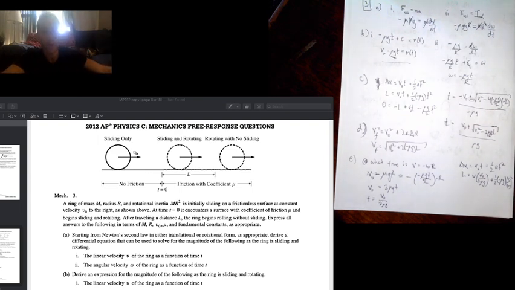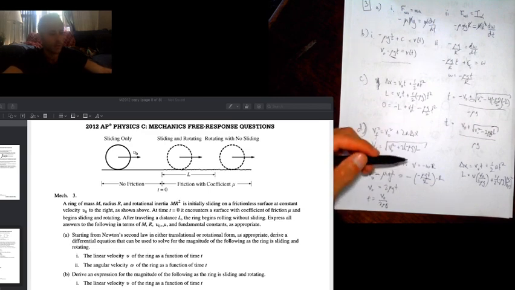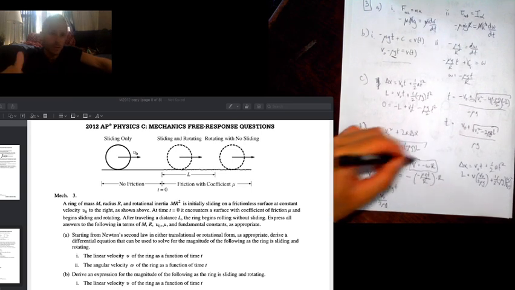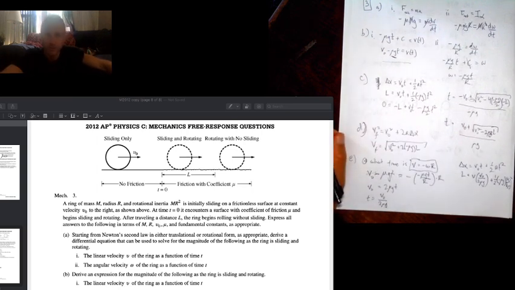So we're waiting until the point where this condition for rolling without slipping is satisfied, which if it is slipping, then that condition is not satisfied. Okay? So that's my lesson for today.